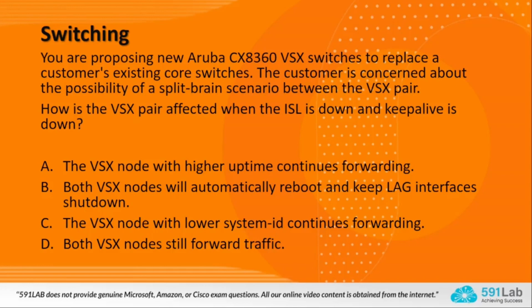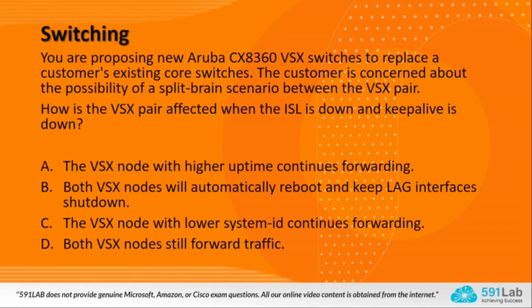Option B, both VSX nodes will automatically reboot and keep leg interfaces shut down. Nothing mentioned like that. This is also wrong. Option C, the VSX node with lower system ID continues forwarding. No such system ID related traffic forwarding decision. This is not correct.